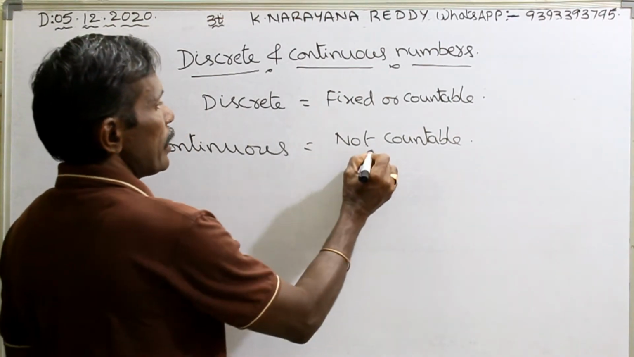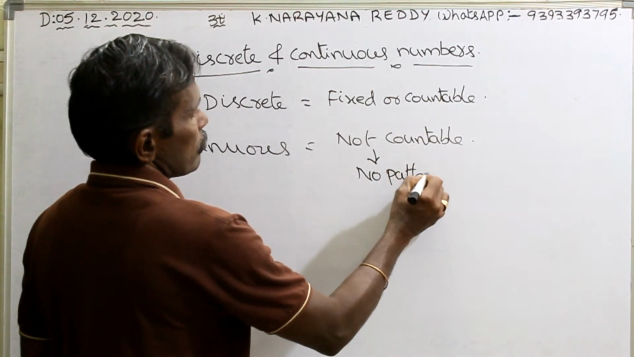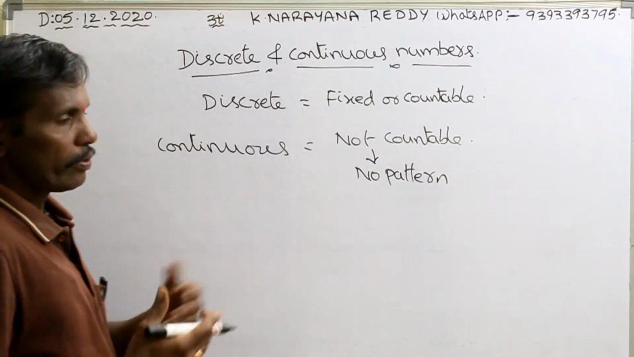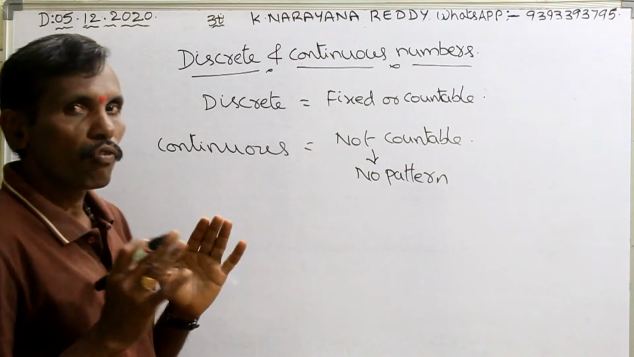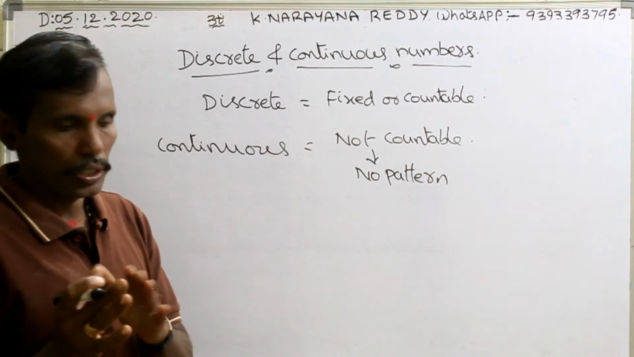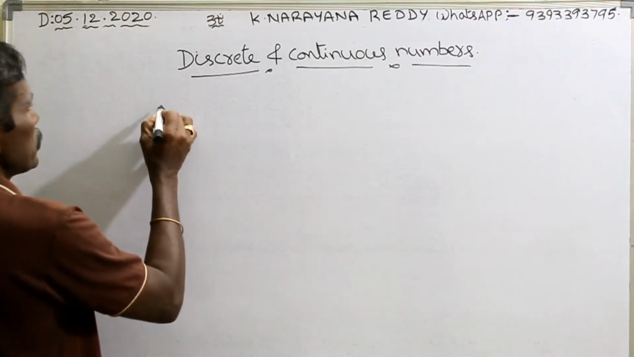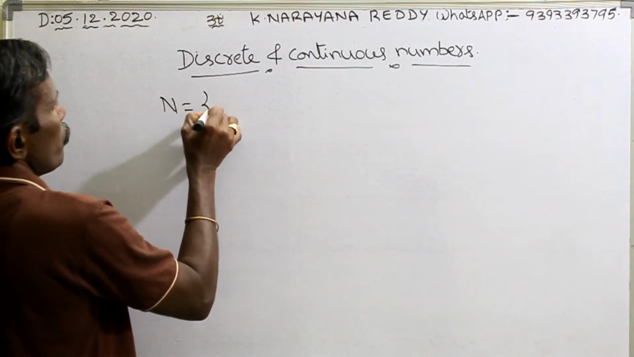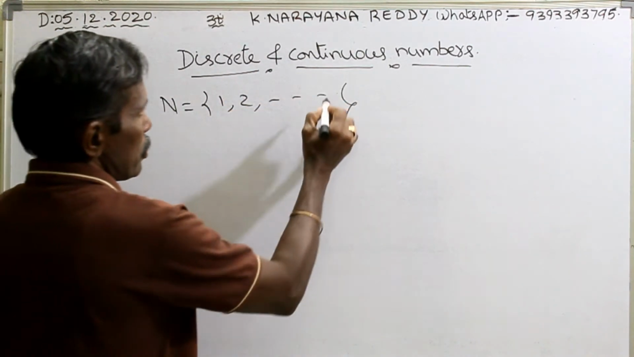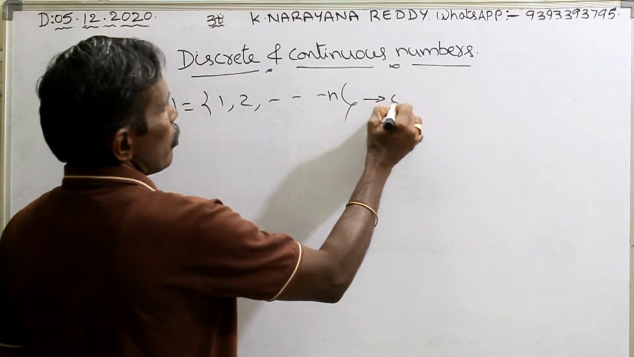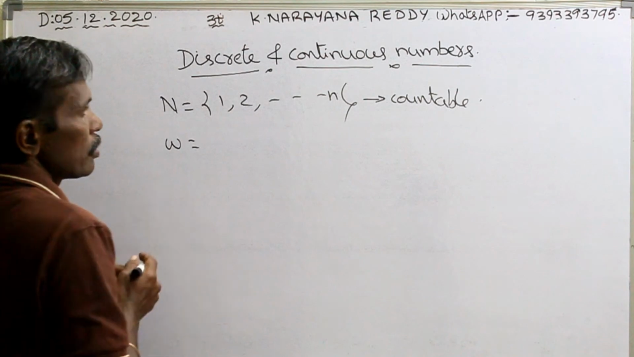Another way it can be called is no pattern. No pattern means what, I will tell now. But what are discrete? What are continuous? For example, take natural numbers from 1 to some n, whatever it is. These are countable.